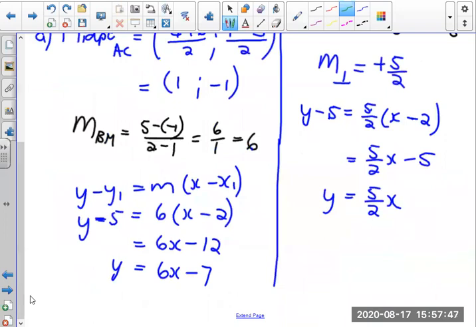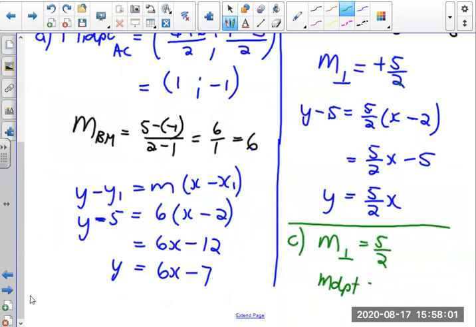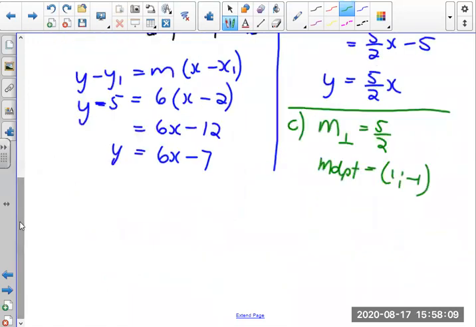So if I carry on here with number C, I have the gradient already. The gradient of the perpendicular line, I calculated it now, is 5 over 2. The midpoint, I calculated it already, was 1 and minus 1. So I have the gradient and I have a point, and I can say, okay, y minus, now I only have this point to use. I don't have another point, so I must use it. Y minus minus 1 equals, gradient is 5 over 2 times (x minus 1).